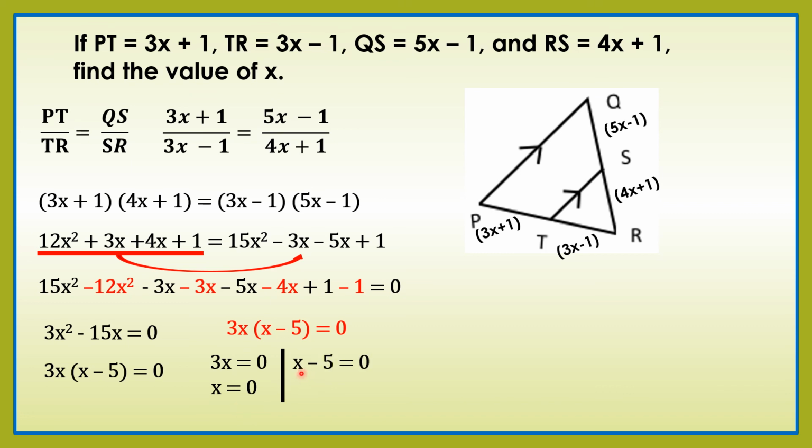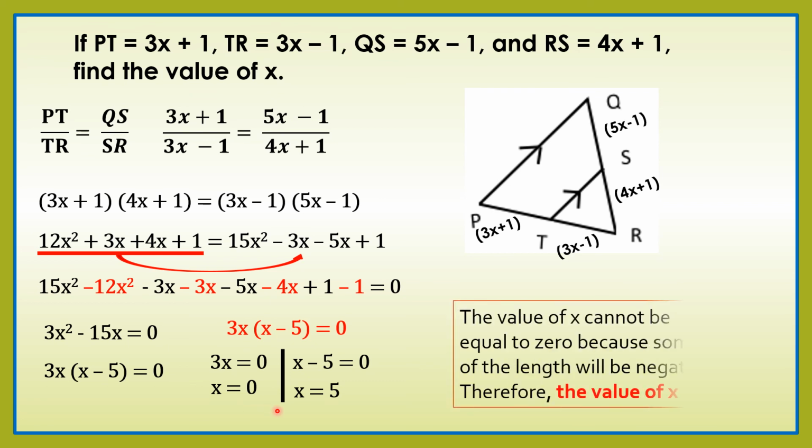Then, sa kabilang side naman ay x minus 5 is equal to 0. Transpose lang natin ang negative 5 sa right side. So, magbabago lang ng sign. So, x is equal to 5. Pero sa case na to, ang x natin ay 0. So, palaging tandaan, the value of x cannot be equal to 0 because sum of the length will be negative. Therefore, the value of x is only 5. So, ang gagamitin lang nating value yung 5.